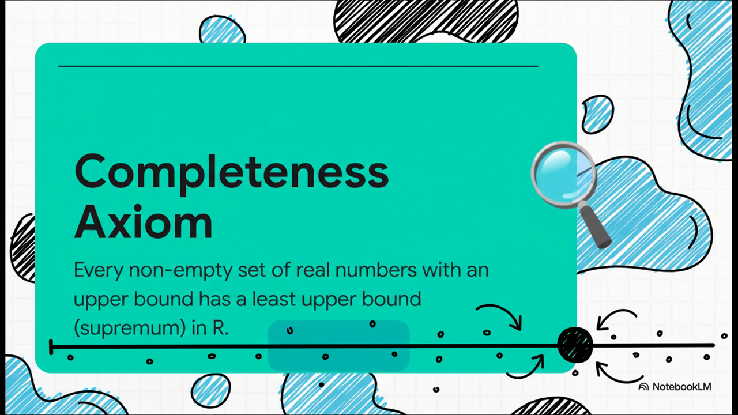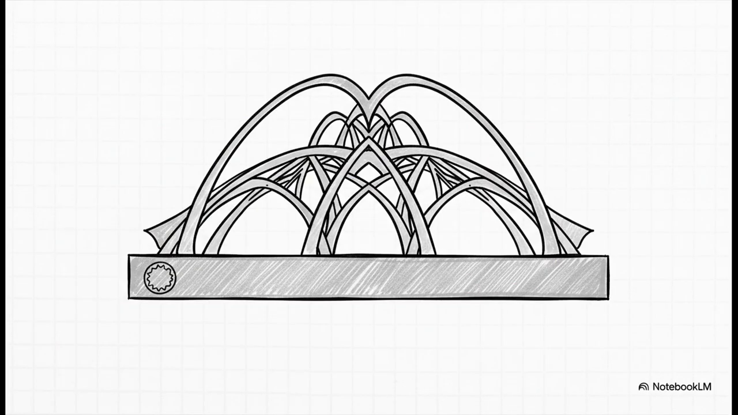It basically says that if you grab any chunk of the line, and that chunk has a ceiling, then it also has a perfectly defined, precise upper edge. Let's just call it the no gaps guarantee. That's all you really need to remember. This is the property that makes the real number line a truly solid foundation, one that's strong enough to support the entire massive structure of calculus, which is all about smoothness and continuity.